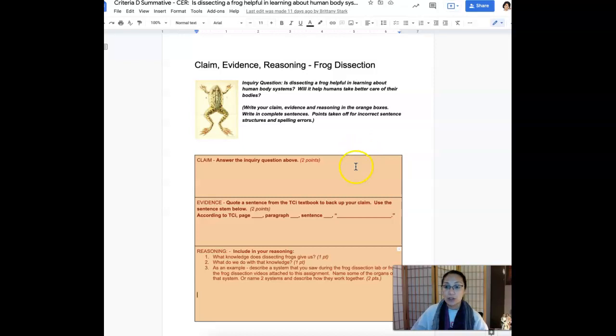So your answer should be in the orange boxes, starting with your claim. Your claim should be an answer to the inquiry question. So type in if you think frog dissection is helpful. You would write down: dissecting a frog is helpful in learning about human body systems and helps humans take better care of their bodies.